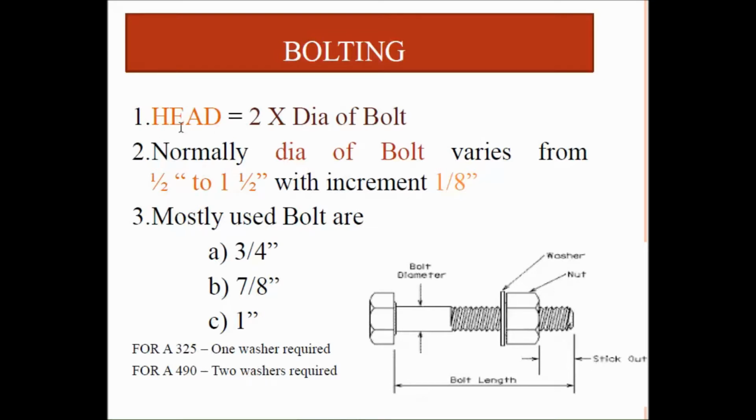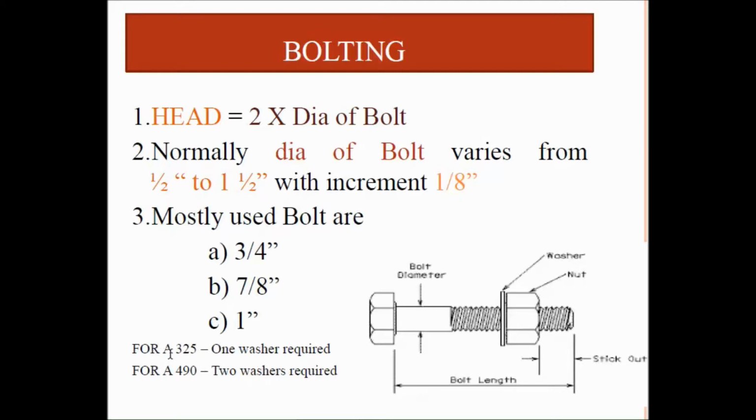We can see here the first point, that the head is equal to 2 times the diameter of the bolt. As per the regular standards, the head must be 2 times the diameter of the bolt. We can clearly see here it is almost similar. Normally the diameter of a bolt varies from half inch to 1.5 inches with an increment of 1/8 inch.